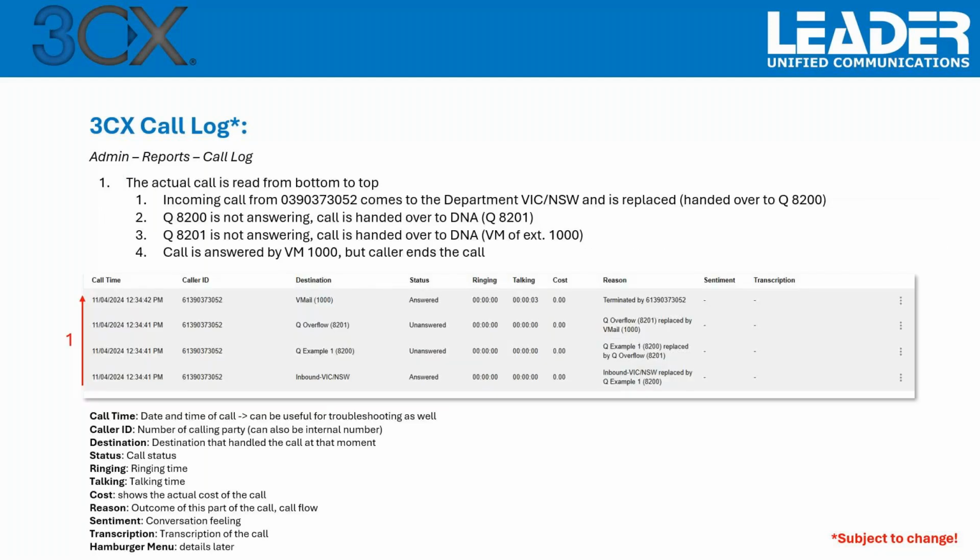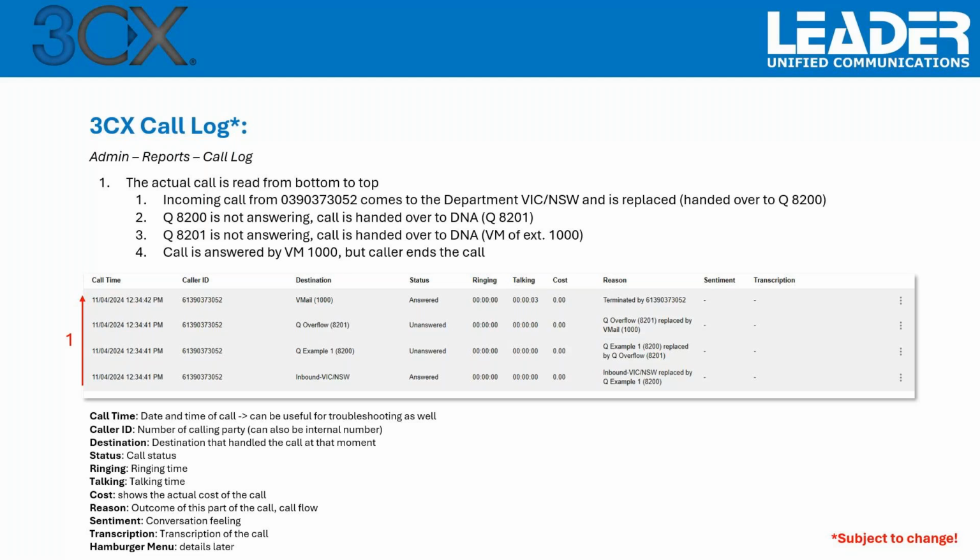The call log is probably the most extensive report at the moment on the 3CX. We have the actual call, which is read from the bottom to the top. We can see the call and the timestamp when a call comes in. That is always really handy for troubleshooting. We have the timestamp, and then we literally see what happens with that call.